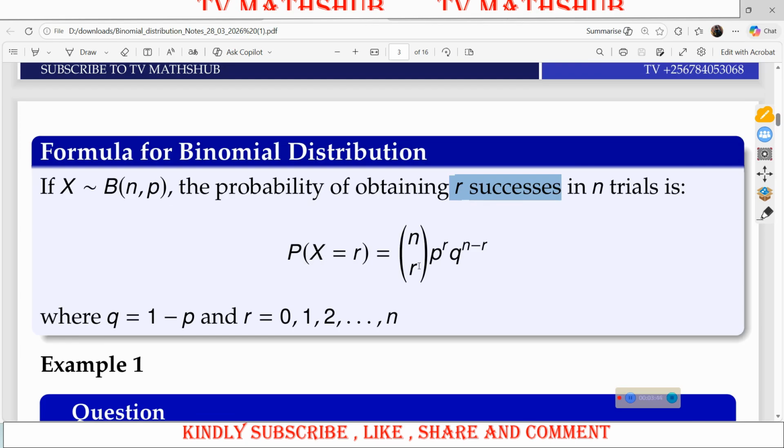So if we need r successes in n trials, then P(X = r) will be n combination r, times p to the power r, times q to the power n minus r. This nCr means n combination r, and you can easily get it from your calculator.